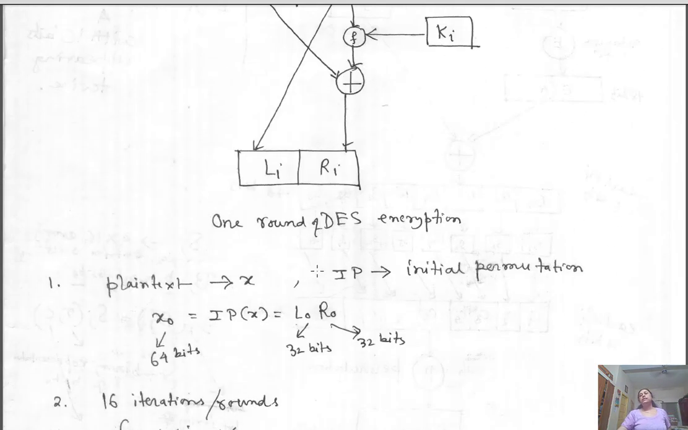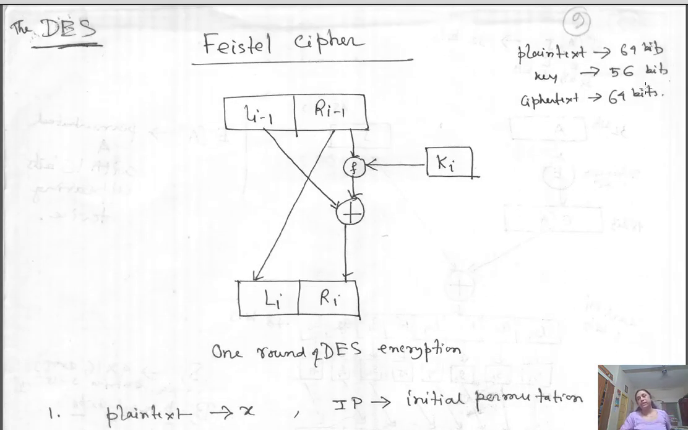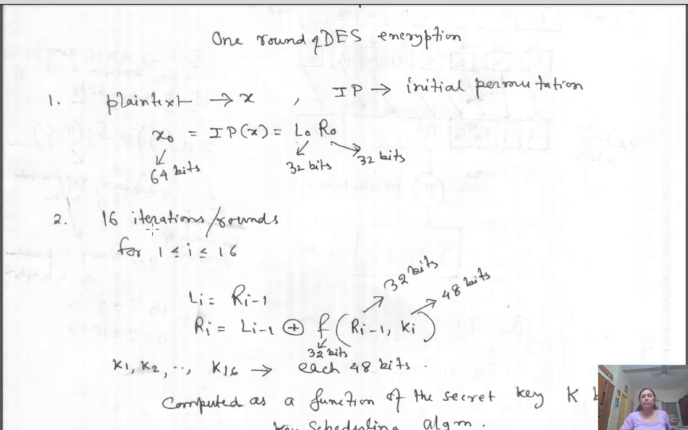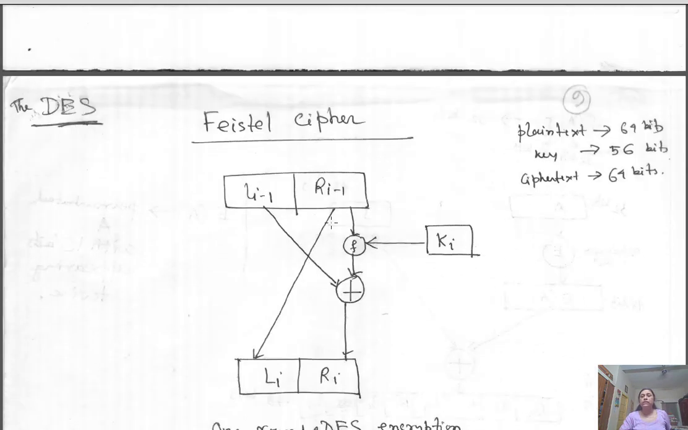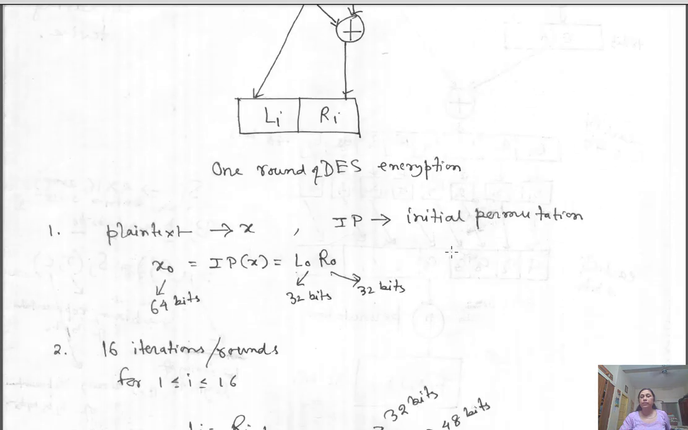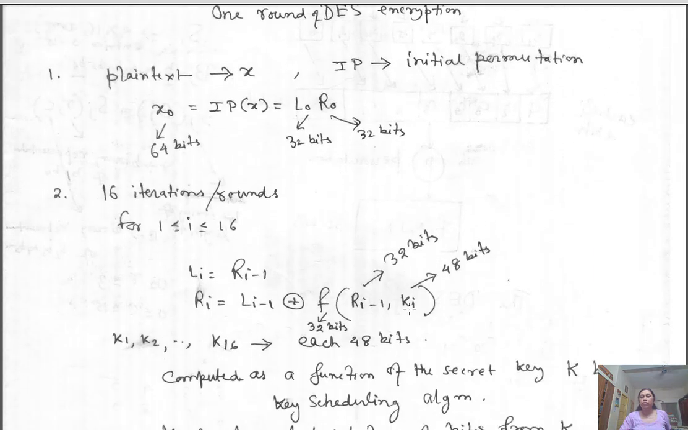So your key is 56 bits, and from this 56-bit key, you have to generate round keys K1, K2, up to K16. Total 16 rounds we have. These 16 round keys are each 48-bit strings. Now, how to get that?